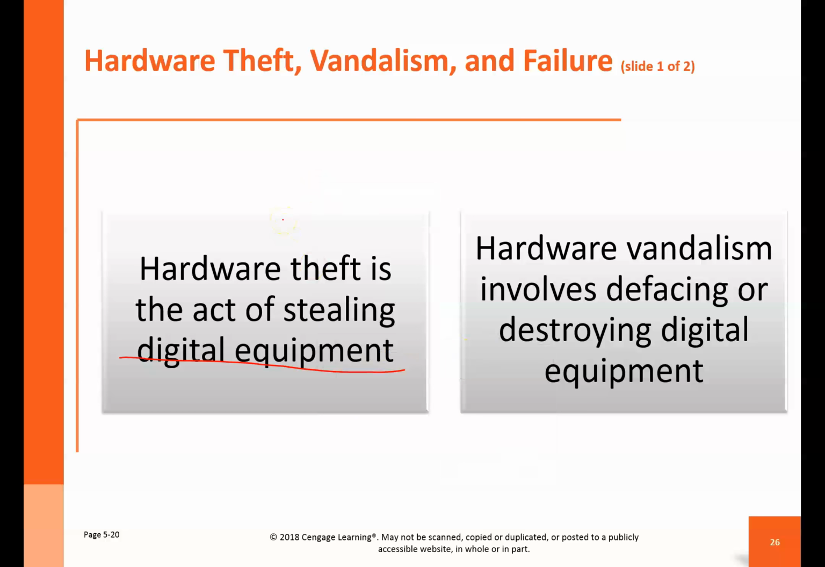Right. So getting the equipment taken away would be what we call hardware theft. If someone takes your equipment and also destroys it, damages it, that would be called hardware vandalism.